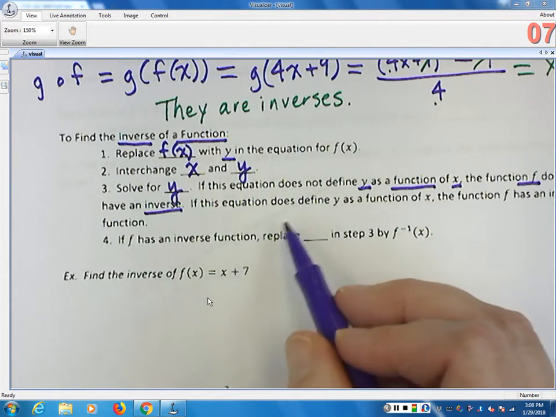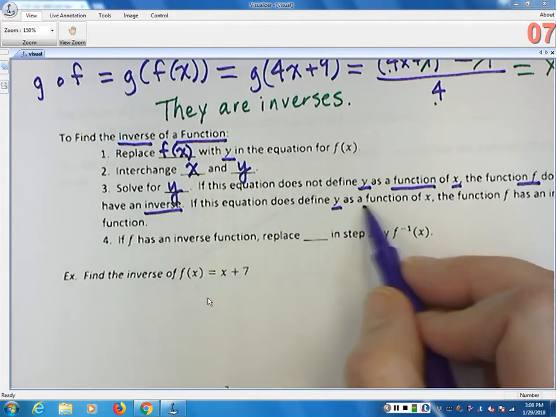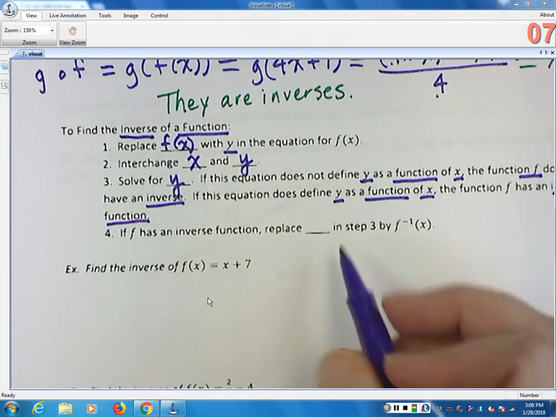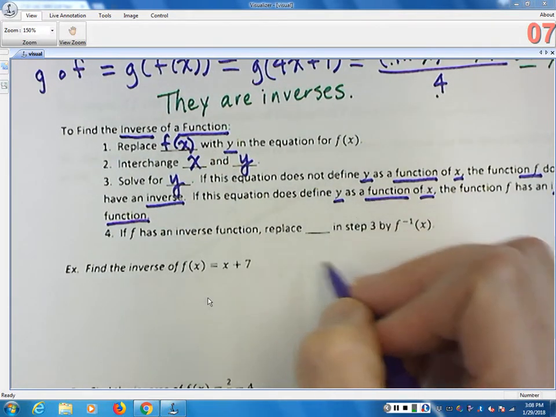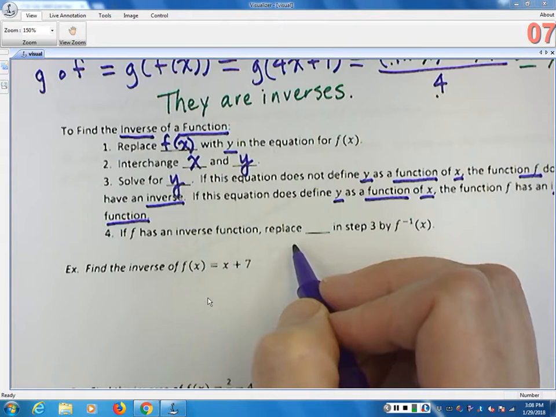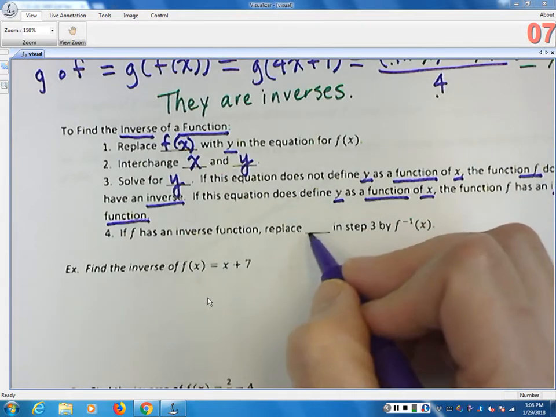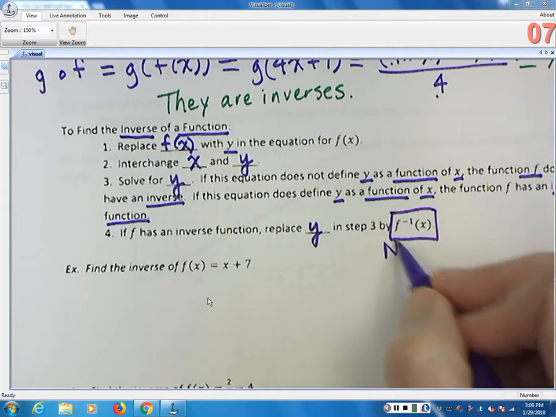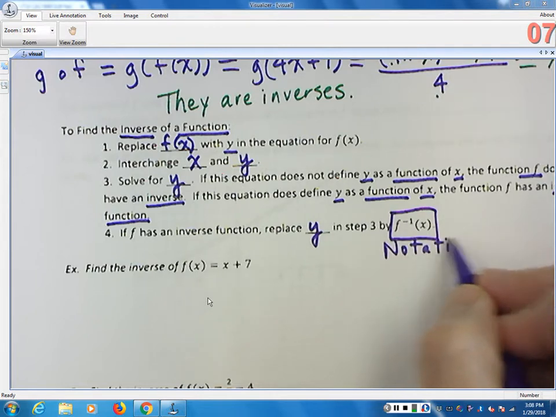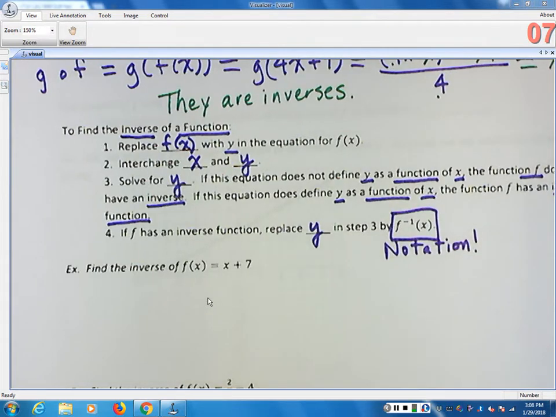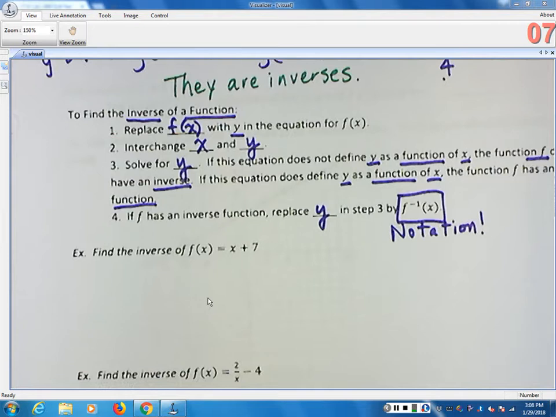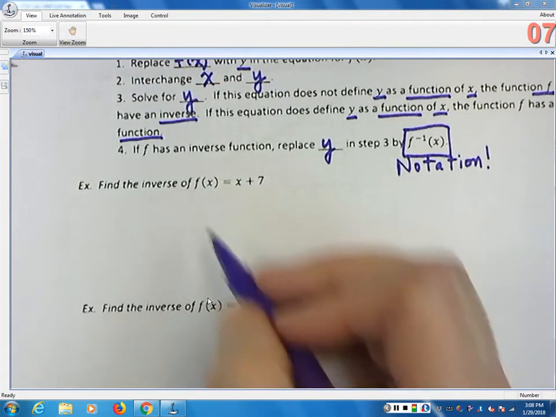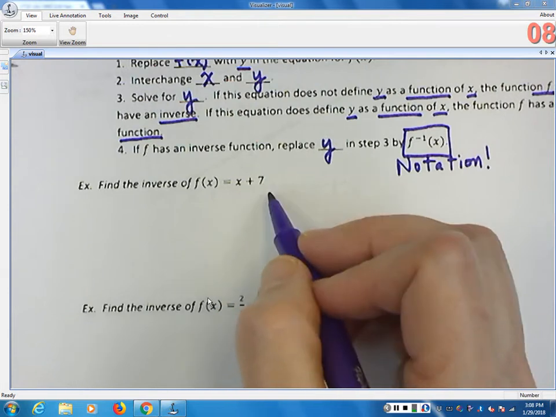If this equation does define y as a function of x, the function has an inverse function. And then the last step is you want to replace y in step 3 with the correct notation, f inverse of x. So don't forget the notation. So we've got find the inverse of f of x equals x plus 7. So you're going to do these steps.